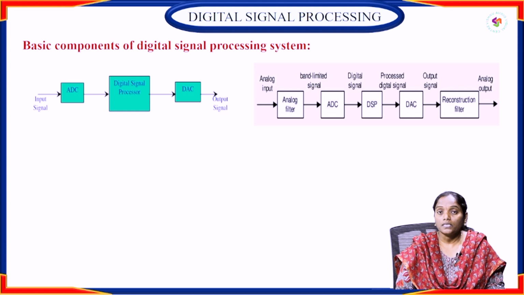Once the discrete signal is available, you have to provide it to the digital signal processor. Whatever operations you want to perform on the signals will be performed by the digital signal processor. You can use a hardware kit like the TMS320C6713 processor hardware kit. Otherwise, you can use a software processor also to perform the required operations.